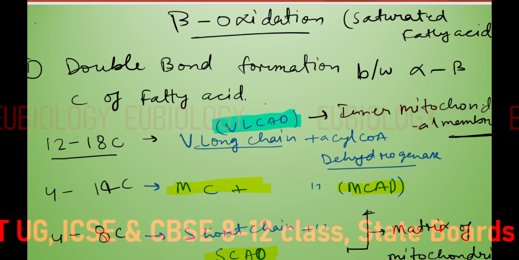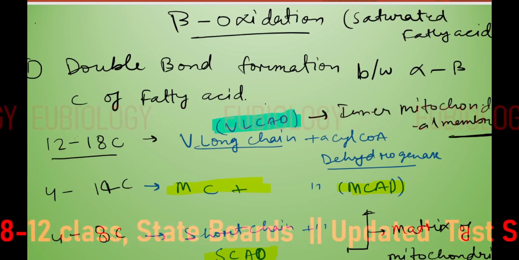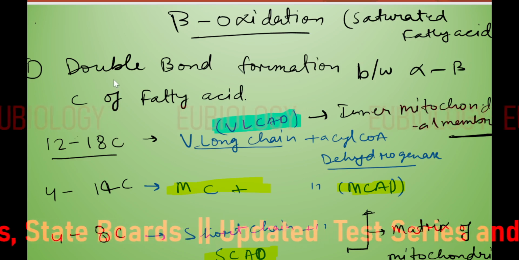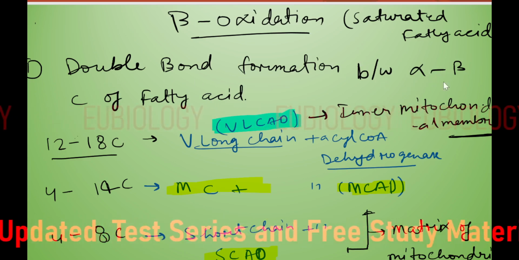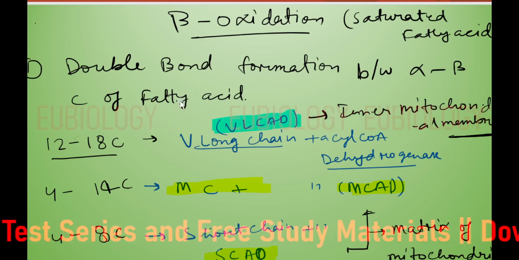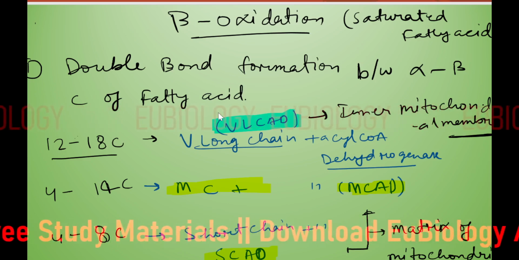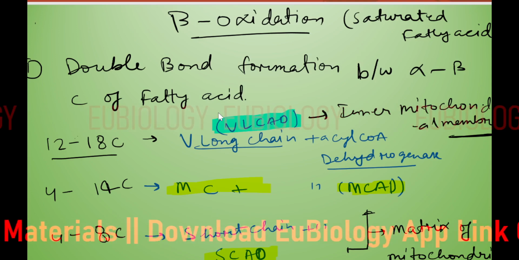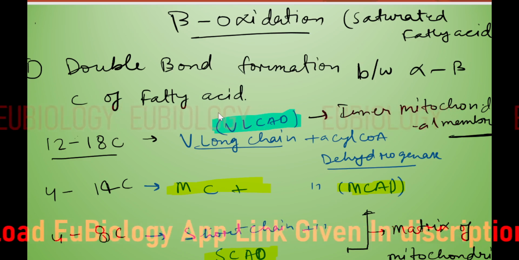So first here is the beta oxidation. We are going to see the beta oxidation of the saturated fatty acid. Here you will find the double bond formation between the alpha and beta carbon of the fatty acid. First, we have to form a double bond between the alpha and beta carbon of the fatty acid, and there will be different numbers of carbon in the chain.